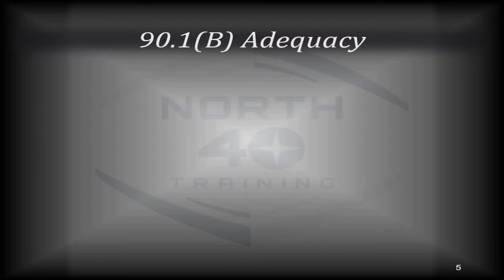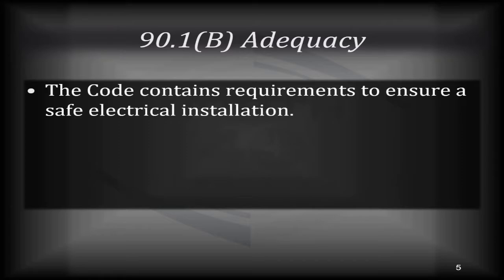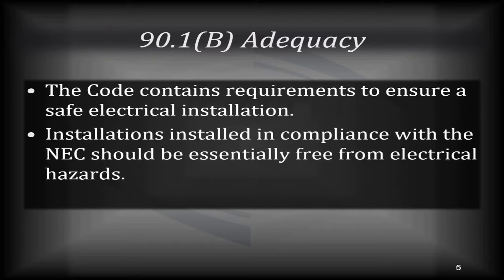90.1b deals with adequacy. So what are we talking about here with adequacy? Well, the whole idea of the code is to deal with requirements that are surrounding safe installation practices. Adequacy means that you're installing stuff in compliance with the code, but also in compliance with what the customer needs now.